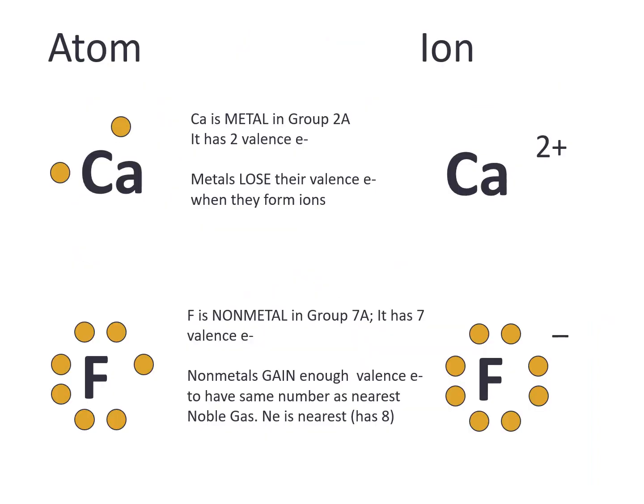So again, what happens when we make ions? Remember, metals lose their valence electrons when they form ions, and nonmetals gain. So I have to look back at the periodic table and figure out not just its group number, but which side of the staircase it's on. So it's a metal because it's on the left of the staircase. So calcium has 2, it will lose 2. So note that now they're missing. I erase them, I move them somewhere else, and they're gone.